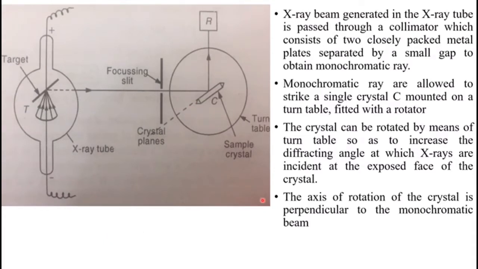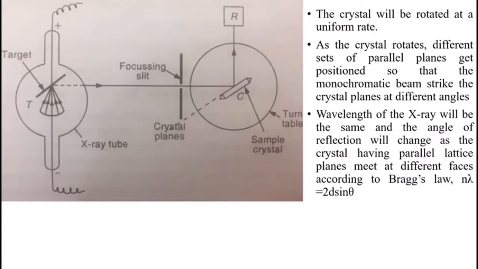The axis of rotation of the crystal will be perpendicular to the monochromatic beam. So if the monochromatic beam is like this, the axis of rotation will be perpendicular, so the angle will be 90 degrees. When this crystal is rotated using this axis and rotator, different crystal planes will be available for interaction with this X-ray, and the crystal will be rotated at a uniform rate. When this X-ray strikes these crystal planes, some of the rays will be transmitted like this.